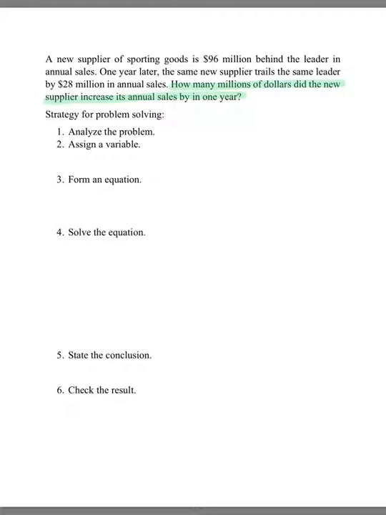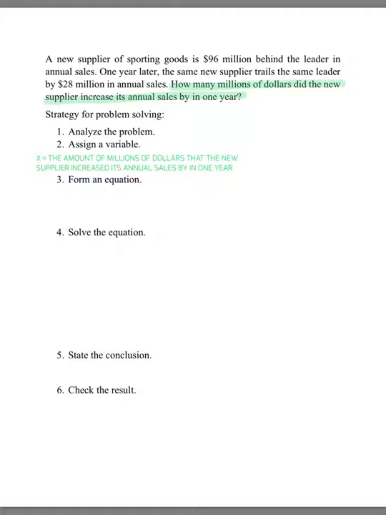Since the question asked how many millions of dollars did the new supplier increase its annual sales by in 1 year, we're going to choose our variable to represent the same thing. So we'll go ahead and use the letter x, and we'll let x equal the amount of millions of dollars that the new supplier increased its annual sales by in 1 year. So again, our assignment of the variable is basically the question only reworded in the form of a statement. So that's the only difference. So now that we've done step 2, let us go back to analyzing the problem.